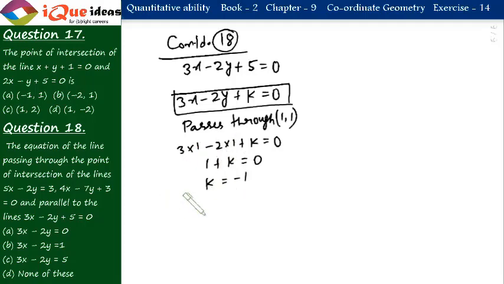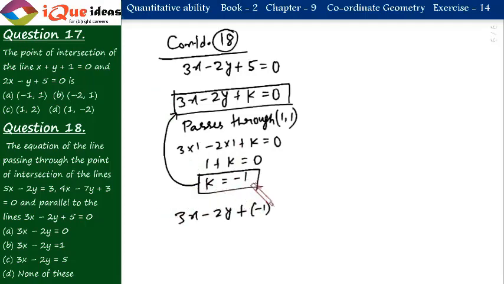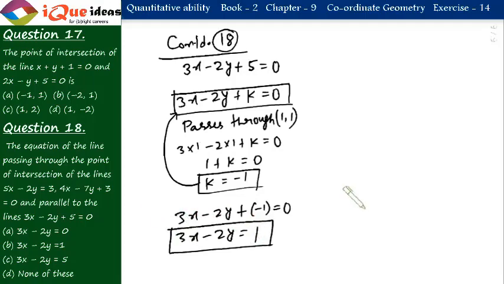So what we did, first we calculated the point of intersection of the first two lines, that is 1, 1. And now we have to find the line parallel to 3x minus 2y plus 5 equal to 0 passing through 1, 1. So we got the value of k as minus 1. So our required equation will be 3x minus 2y plus k, in place of k minus 1, equal to 0. So it is 3x minus 2y equal to 1. This is the required equation. Alright, so this is the simplest way of doing this question.